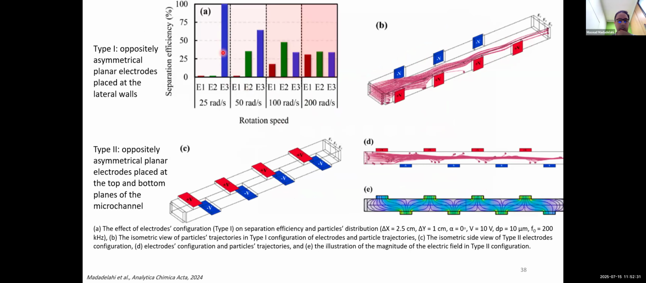You can capture the separation efficiency, right? Or you can put them on the top wall and bottom wall like this if you want to affect them vertically. And that is again feasible.